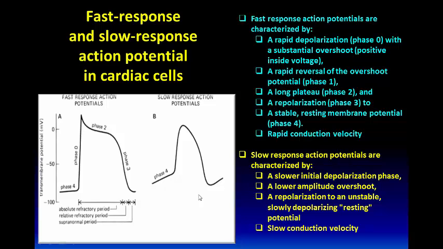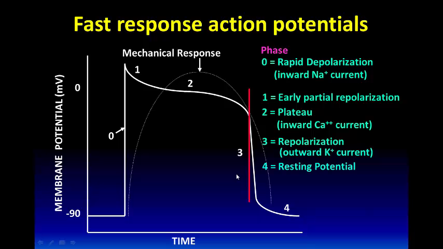Slow response action potentials are characterized by a slower initial depolarization phase and lower amplitude. Then we don't have phases 1 and 2. Then we have phase 3, which is repolarization to unstable slow depolarization, the resting potential, phase 4. And they are characterized by slow conduction velocity.